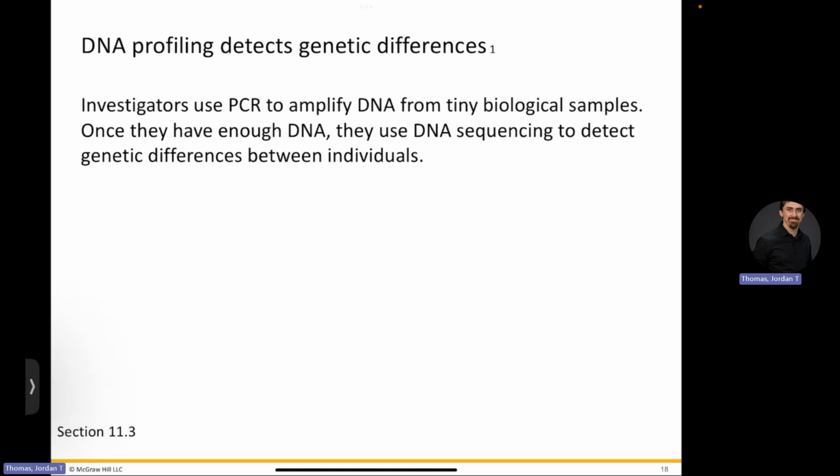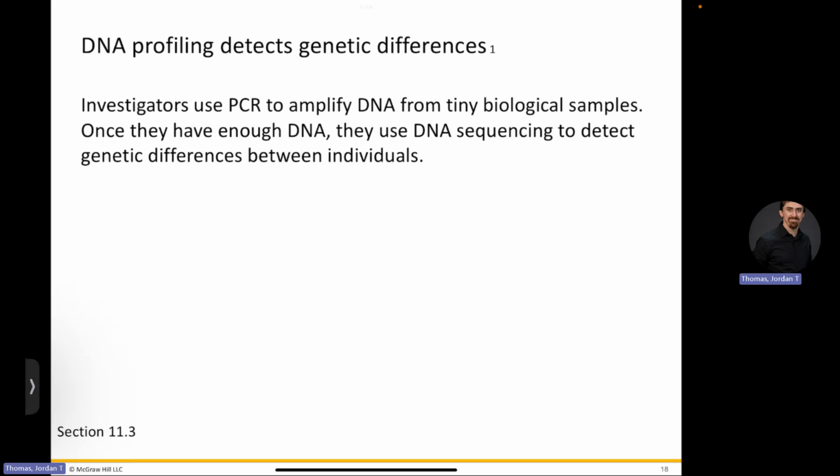So now we're going to go to DNA profiling. DNA profiling detects genetic differences. Investigators use PCR to amplify DNA from tiny biological samples. Once they have enough DNA, they use DNA sequencing to detect genetic differences between individuals.